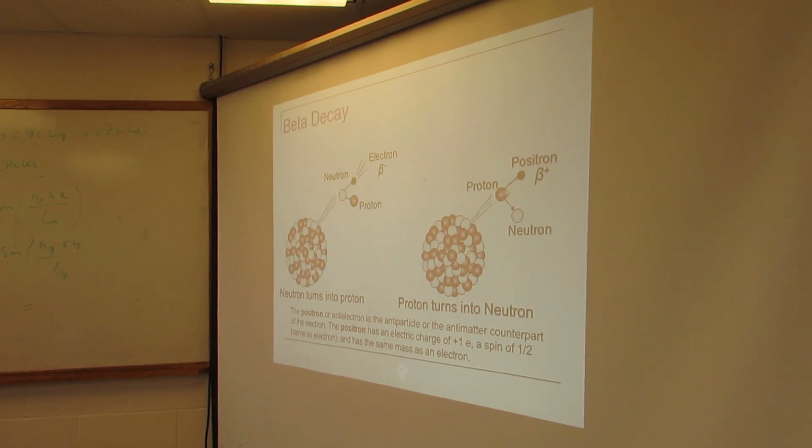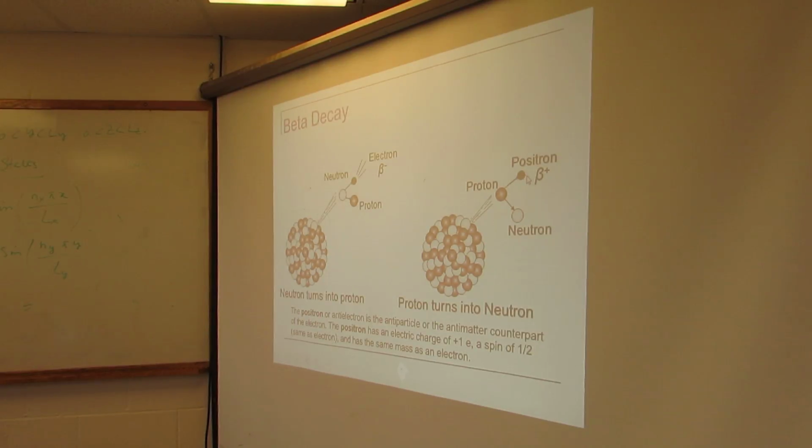Then in this case, the opposite is going to happen. We are not going to lose a neutron. We are going to lose a proton, but this proton is going to turn into a neutron. But as I told you before, for conservation of energy, something is going to happen. Then we are going to have an emission of a positron.